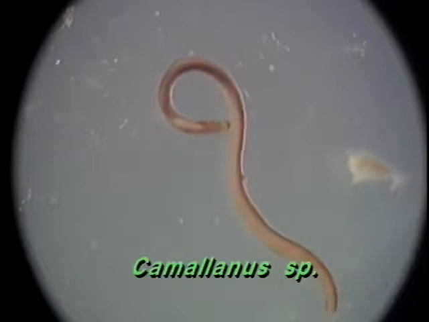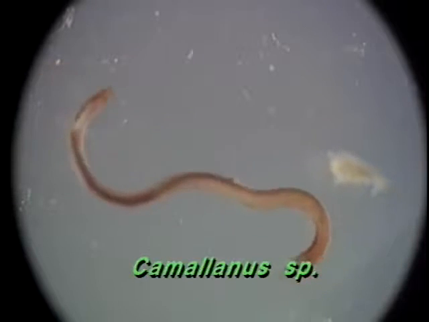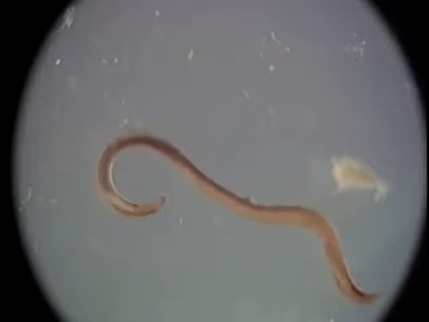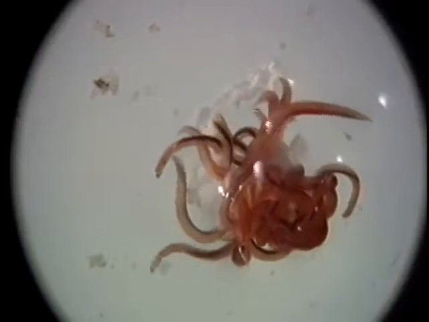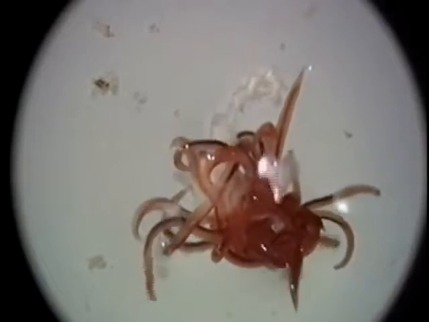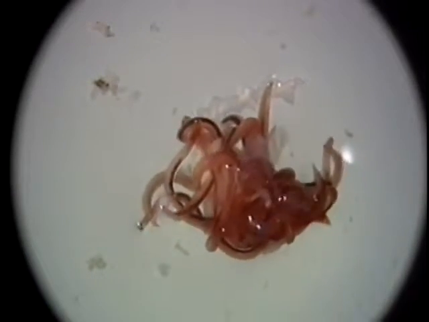This red nematode called Camallanus protrudes from the anus of fish. When several are placed in a petri dish with water, they form a big knot. Although their appearance may lead to marketing problems, they are not known to cause serious problems in the host fish.